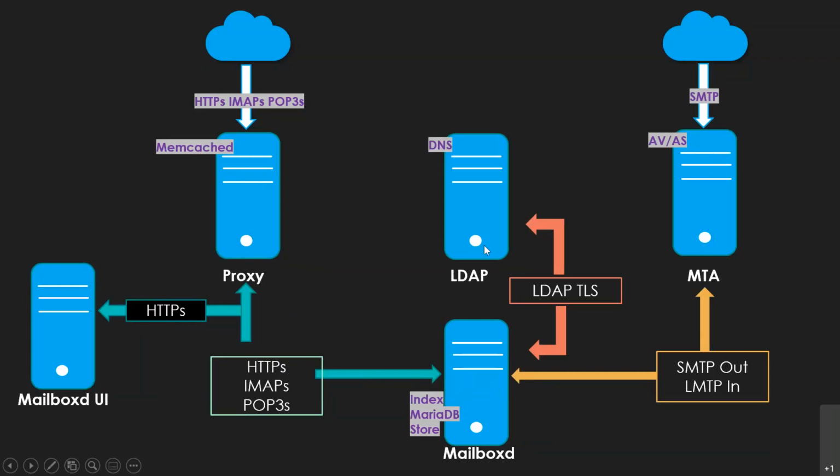And here LDAP is for authentication purposes, and it also provides the GAL as well. LDAP and mailbox communicate together over TLS or non-TLS. Both options are available, so we can choose either a secure connection or a non-secure connection. But it is fine even if we select a non-secure connection, because we generally keep LDAP, mailbox server, and MTA behind the firewall or in the internal network. Only the proxy we keep in the DMZ.